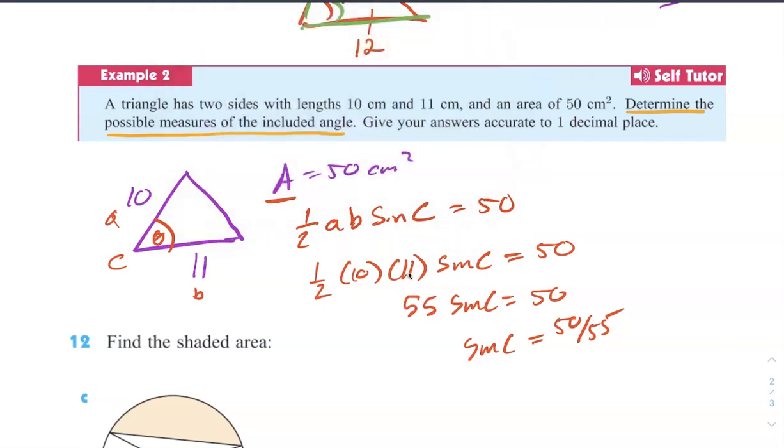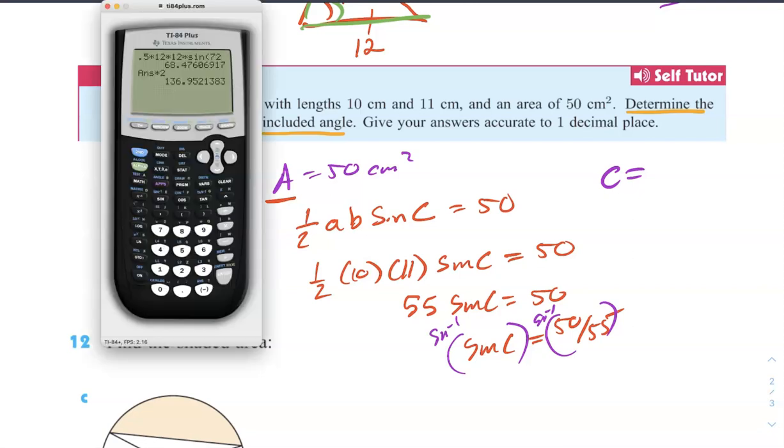We'll take the arc sine of both sides, or sine inverse of both sides. And we'll get C equals, I'm going to calculate first to do that part. So we're going to do arc sine of 50 over 55. Maybe about 65.4. One decimal place. So that's my first answer.